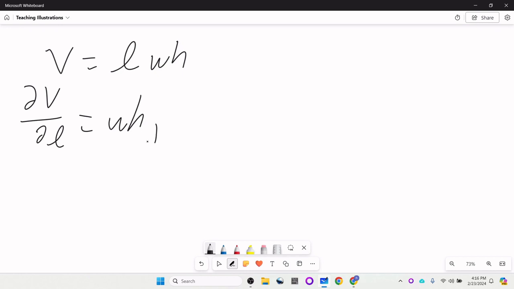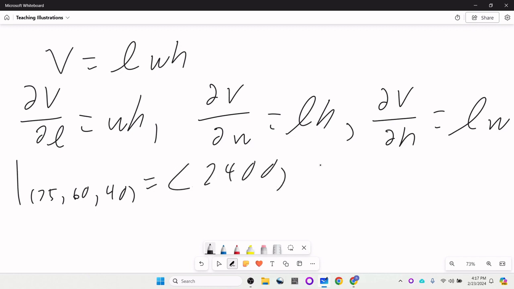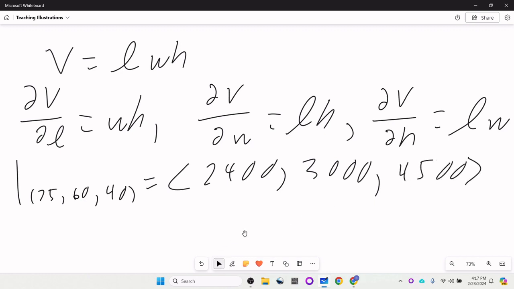Alright, so what is the volume of a box? It is length times width times height. So we need to get our partials. Del V over del L is WH. Del V over del W is LH. And del V over del H is LW. Our anchor point was 75, 60, and 40. So this gives us 2,400, 3,000, and 4,500 as our partial derivatives.